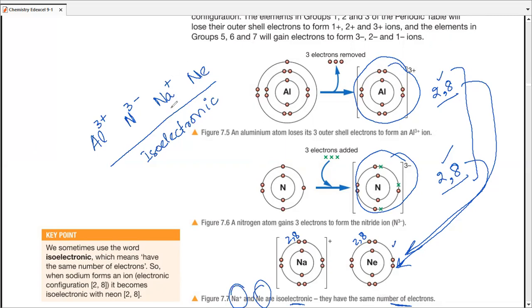So you would notice that many ions tend to have the electronic configuration of the nearest noble gas, which in this case is neon. Sodium tried to achieve that configuration, aluminum tried to achieve that configuration, nitrogen tried to achieve that configuration. So we can safely say, be it a positive ion or a negative ion, they try to achieve the nearest noble gas configuration. Why? Because those are the stable configurations.